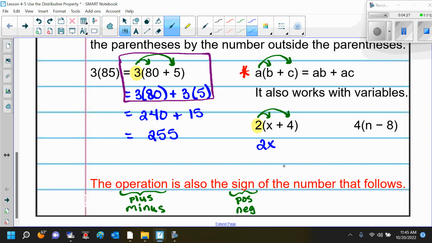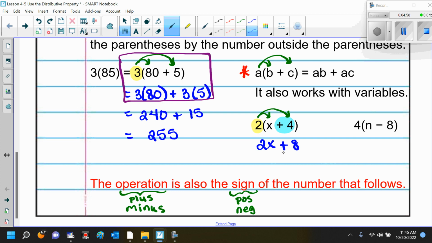2x. Now, this is the part I need you to pay attention to. 2 times positive 4 is what? 8. What kind of 8? Positive 8. Now look at how I write it. Positive 8. Did everybody see that? So the operation is also the sign of the number that follows. When I write positive 8, that positive becomes my addition.